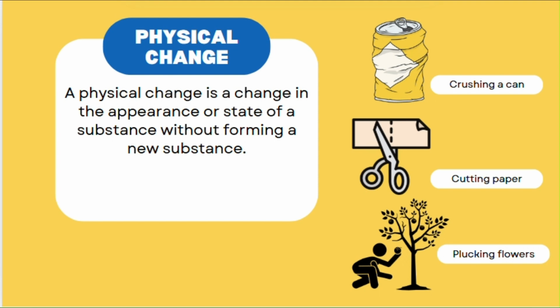An example is crushing a can. Here the shape changes, but the material of the can still remains the same. Cutting a paper. Size changes when you cut a paper, but it is still the same paper. Plucking flowers. No new substance is formed, and the flowers remain the same in their color, smell, and structure. Unless the flowers are rotten, in which case it is classified as a chemical change.